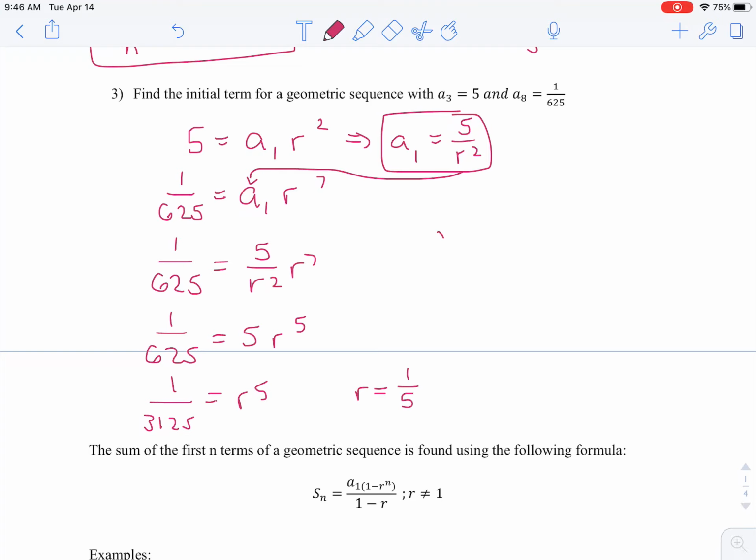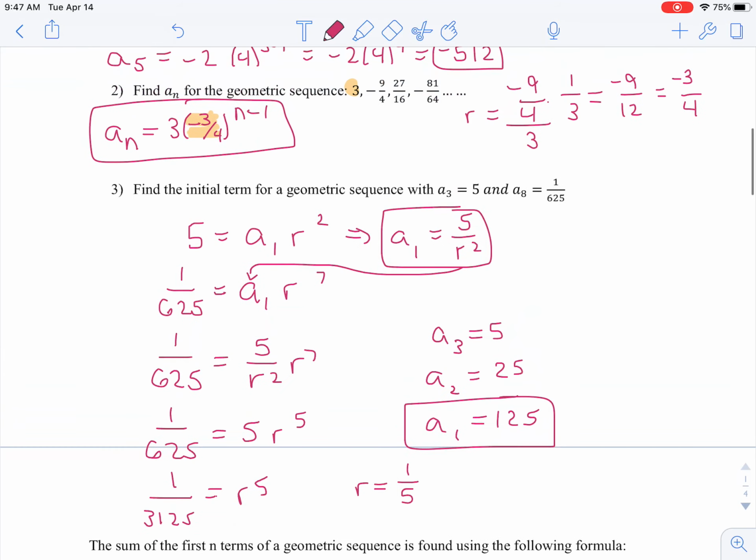Okay, now that I know my r, I got to get back to my initial term. Well, if a sub 3 is 5, if I want to get to a sub 2, normally we multiply to go forwards. We're going to divide to go backwards. So 5 divided by 1/5 is 25. And do that again. We get 1/25. So that's just one way of doing that problem.